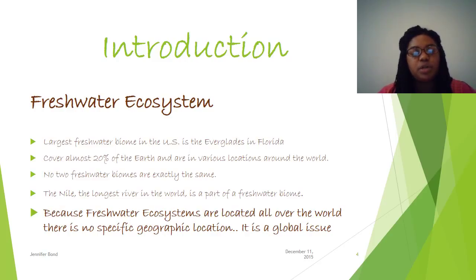Freshwater ecosystems cover almost 20% of the earth and are in various locations around the world. No two freshwater biomes are exactly the same. And one of the interesting things that's a part of the freshwater biome is the Nile, the longest river in the world. Because freshwater ecosystems are located all over the world, there is no specific geographic location. This is just a global issue.